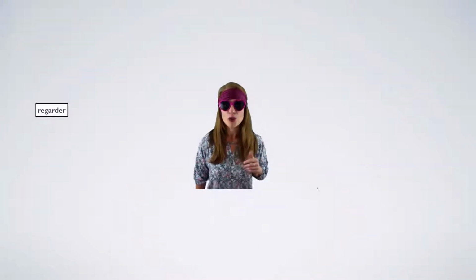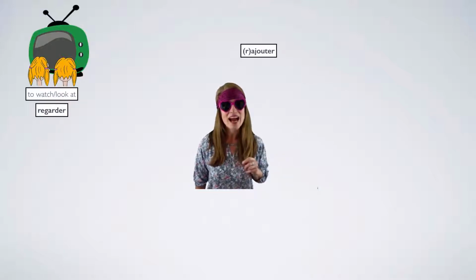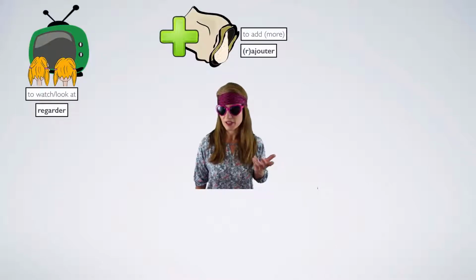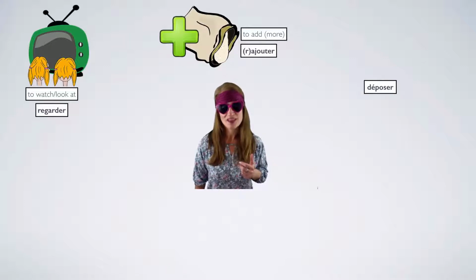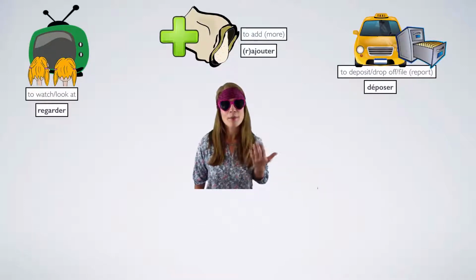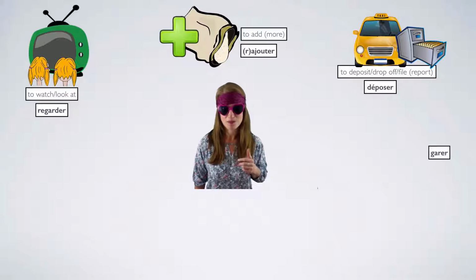Brancher. What does regarder mean? To watch, to look at. Ajouter or rajouter. You see it in recipes. To add. Rajouter means to add more. Déposer. To deposit. It's used a lot for to drop off. We have a taxi here, déposer. And then more legal speak, to file, like to file a report. Déposer, like a deposition.